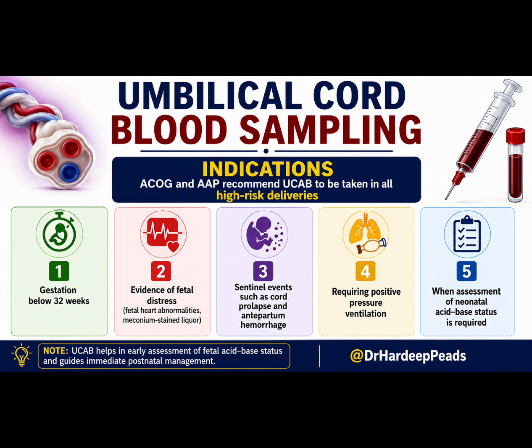Let's see the indications. ACOG and AAP recommend umbilical cord blood sampling to be taken in all high-risk deliveries, that is gestation less than 32 weeks. Evidence of fetal distress as indicated by meconium stained liquor. Sentinel events in pregnancy such as cord prolapse and antepartum hemorrhage. Neonate requiring PPV and when the assessment of neonatal acid-base balance is required.